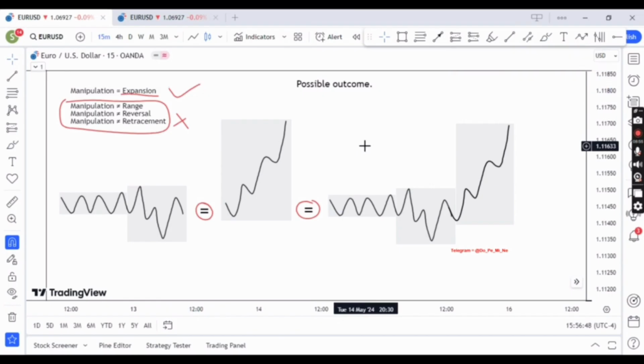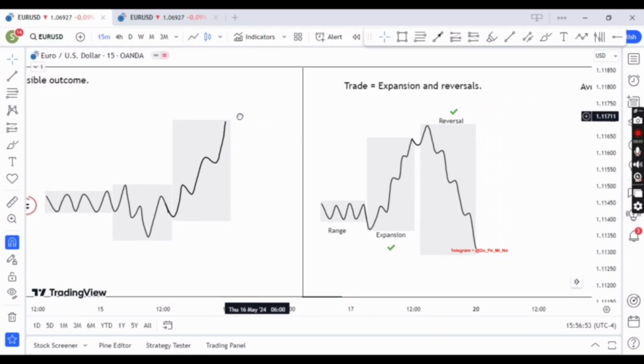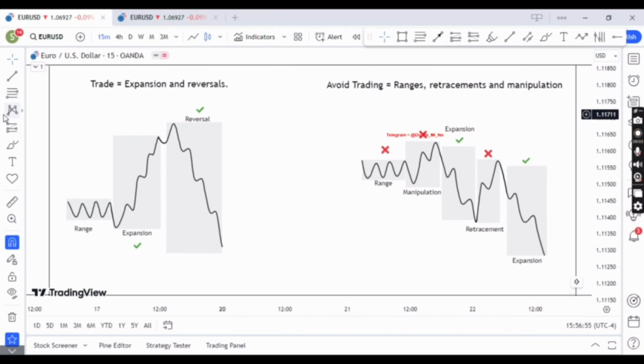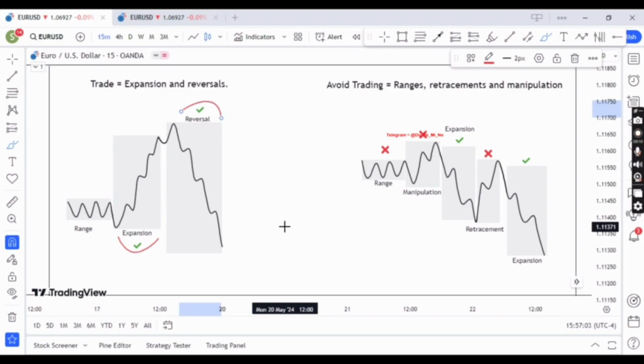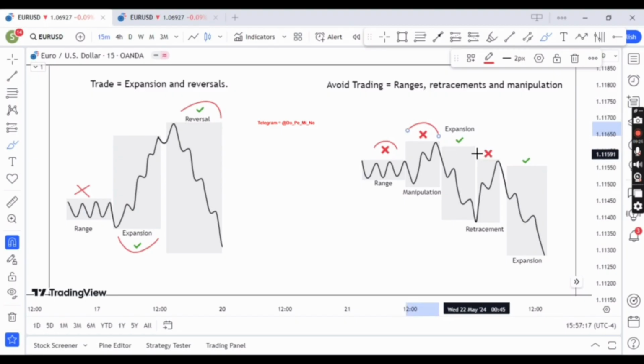Now, another important thing about market profiles is that generally you would want to avoid ranging, retracement and manipulation profiles, and only take part in expansion profile and reversal profile. Those are the only two profiles which most, if not all of you, should particularly focus on, and you should avoid trading the rest of the profiles. Now, for advanced traders, you can trade the manipulation profile too, but for now and for our betterment and improvement, we're going to avoid manipulation profile and only trade expansions and reversals.